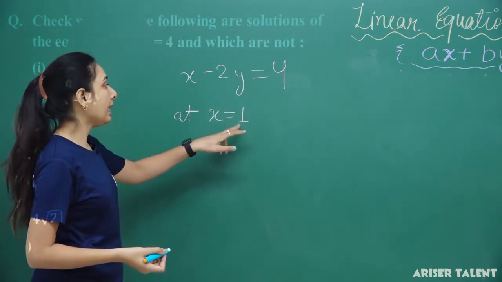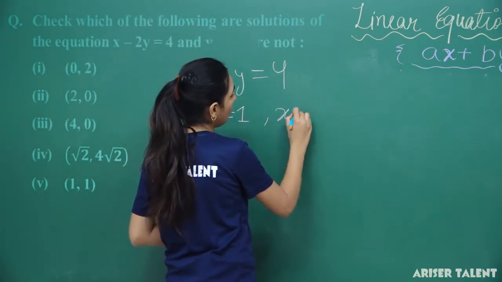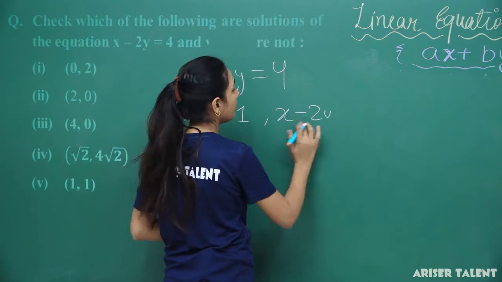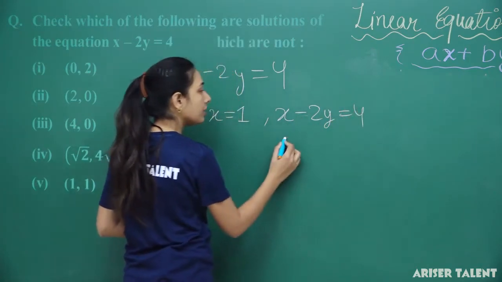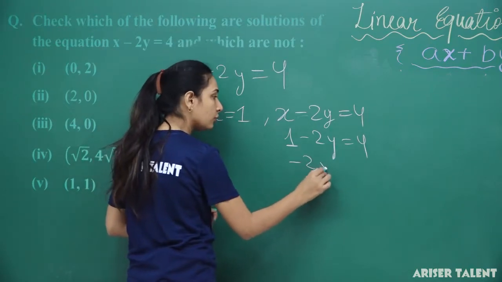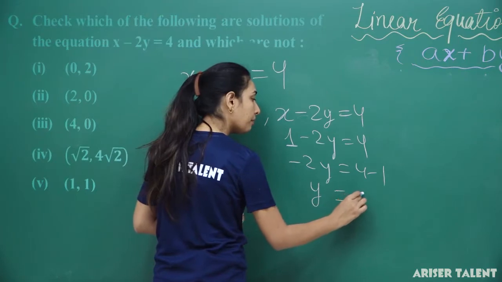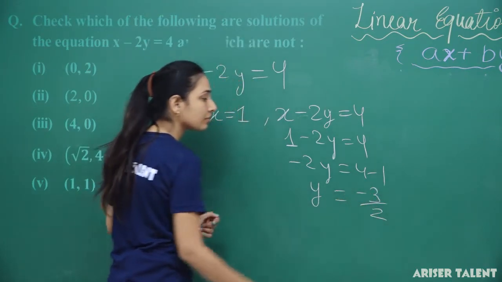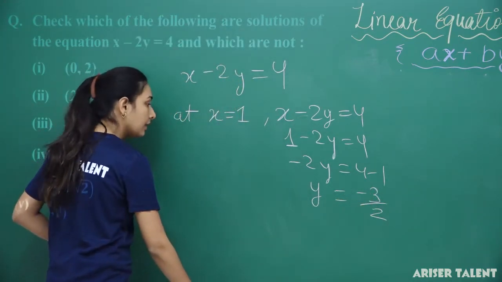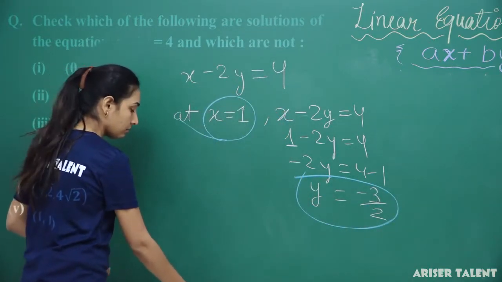So, I am telling you that x equals 1, the value of y will be, so you will say, ma'am, value of y at x equals 1 will be, from this equation, 1 minus 2y equals 4. So, minus 2y equals 4 minus 1. So, y equals minus 3 by 2.